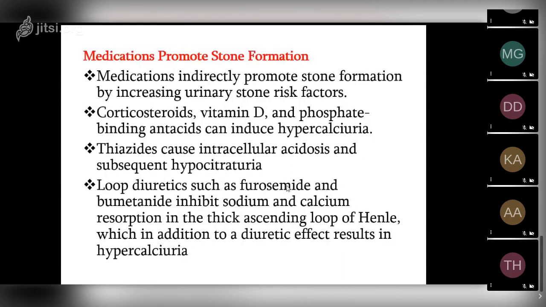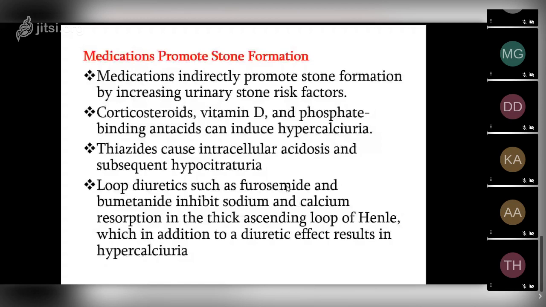When you see the medications that promote stone formation, there are some medications that directly crystallize to form stones, and other medications have other mechanisms through their byproducts. So medications indirectly promote stone formation by increasing urinary stone risk factors. Some of these are corticosteroids, vitamin D, and phosphate-binding antacids, which can induce hypercalciuria.